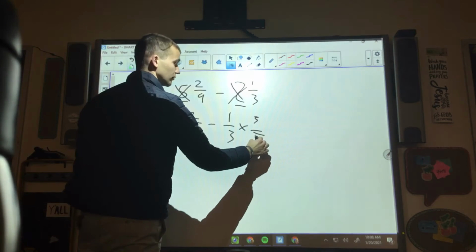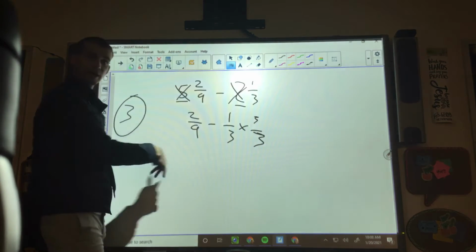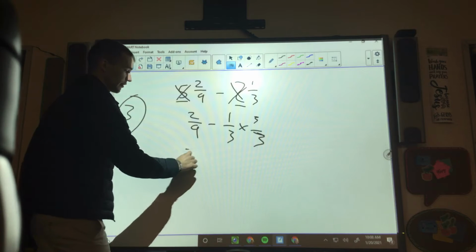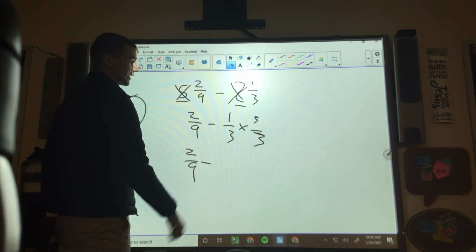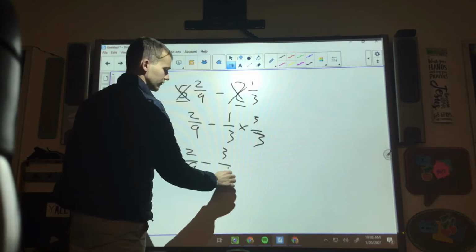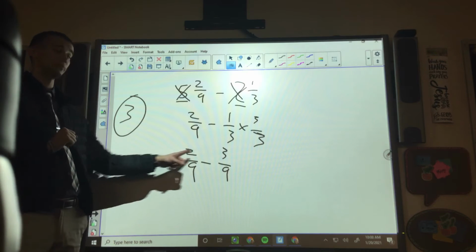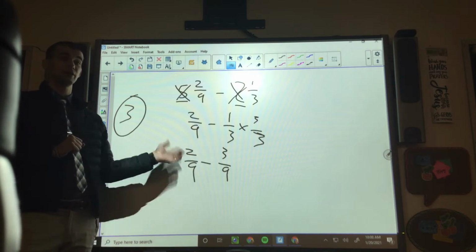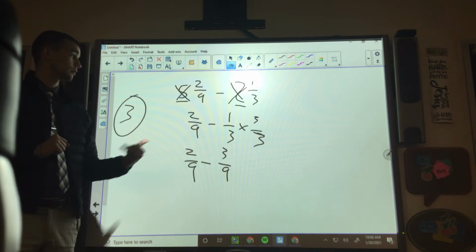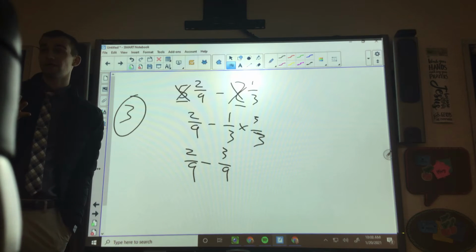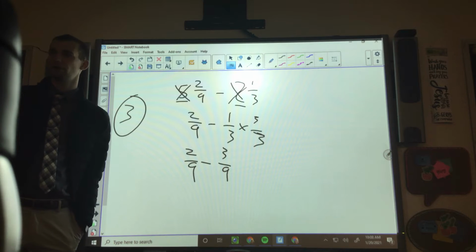3, because we want 9 on the bottom, you have to multiply 3 by 3 to get 9. So now we have 2 ninths minus 3 ninths. You can't do 2 minus 3. So you can't do anything at this point. So what do we have to do here?